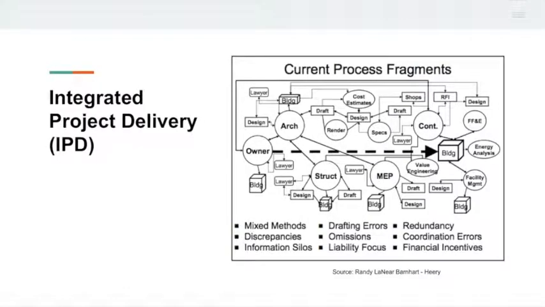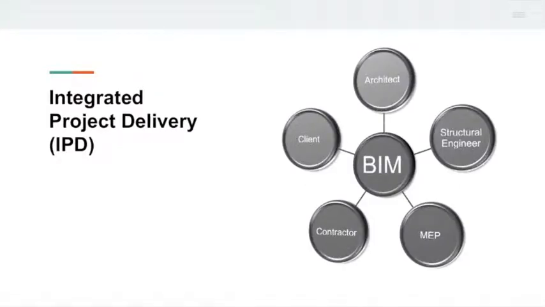Integrated project delivery. Integrated project delivery is pretty much a solution to the current process fragments. As shown on the slide there, it looks fairly chaotic, and if it looks chaotic, it probably is. This explains a lot about the inefficiencies in the construction industry. With IPD, the implementation of construction will be less fragmented and more coordinated.